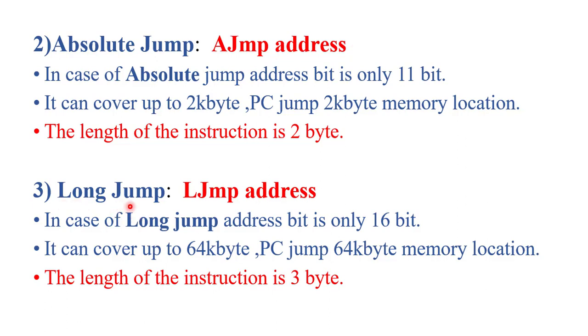Third is long jump. Suppose the new address which is loaded in the program counter is beyond 2 kilobytes, then we go for long jump. So here, this is the syntax of long jump: LJMP address, address is also known as label. In case of long jump, the address is 16 bit. So it can cover up to 64 kilobytes, or we can say that the program counter jumps or covers 64 kilobytes of memory location. And we know that the 8051 microcontroller has 64 kilobytes of program memory.